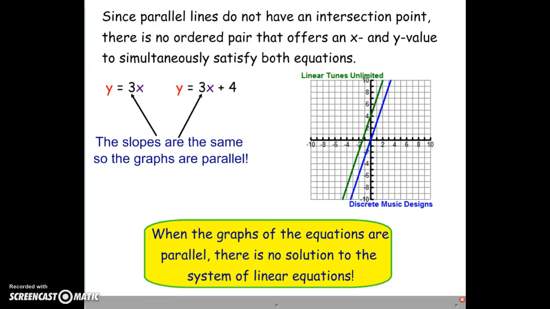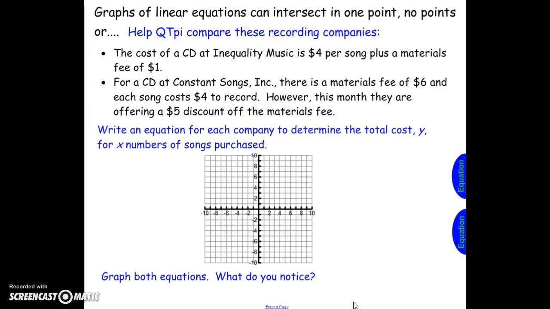And then our last example is $4 per song plus a fee of $1, and then a fee of $6 and it's $4 to record. But this month there's a $5 discount of the materials fee. So let's talk about this first one. $4 per song plus a fee of $1 would be 4x plus 1.